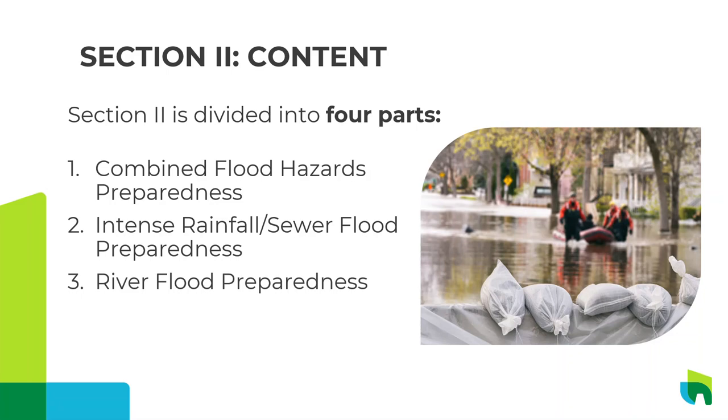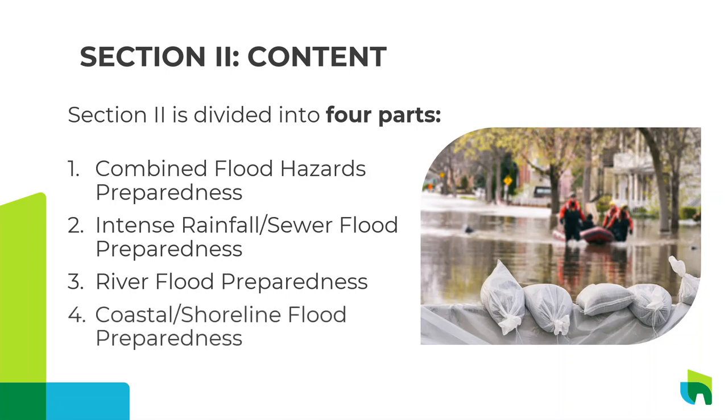Third, river flood preparedness. This section looks at watershed level planning and the availability of river flood risk maps. And fourth, coastal or shoreline flood preparedness. This section assesses strategic shoreline management and the availability of coastal flood risk maps. This section also applies to areas along the Great Lakes and tidal sections of the St. Lawrence River. Together, these 4 parts help a municipality evaluate how well flood risk is understood.